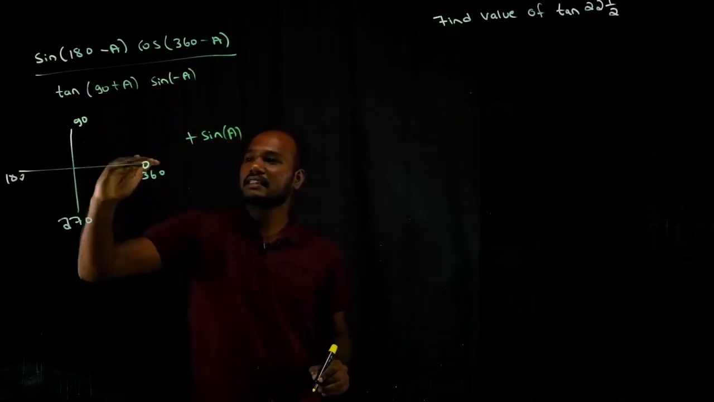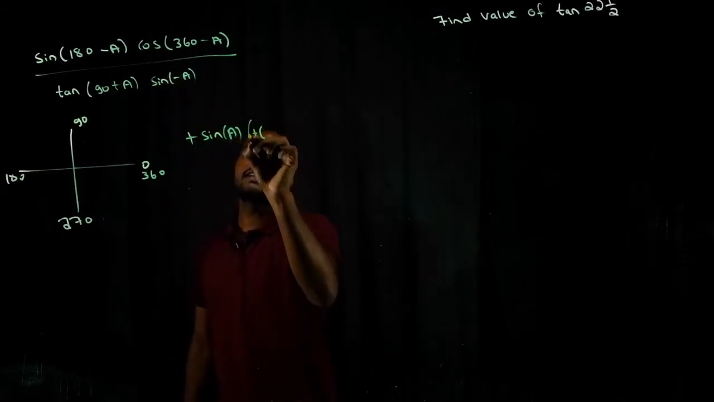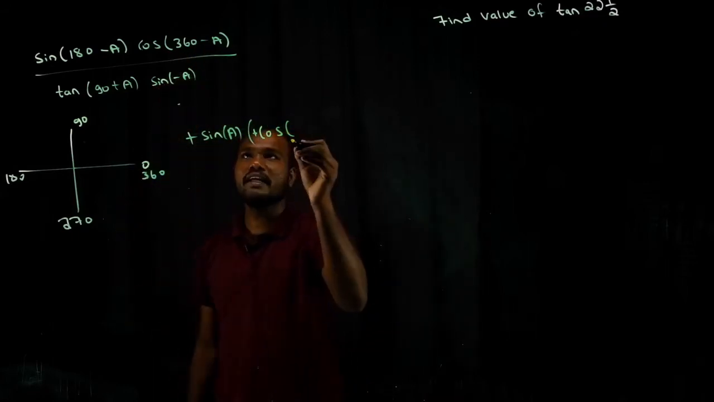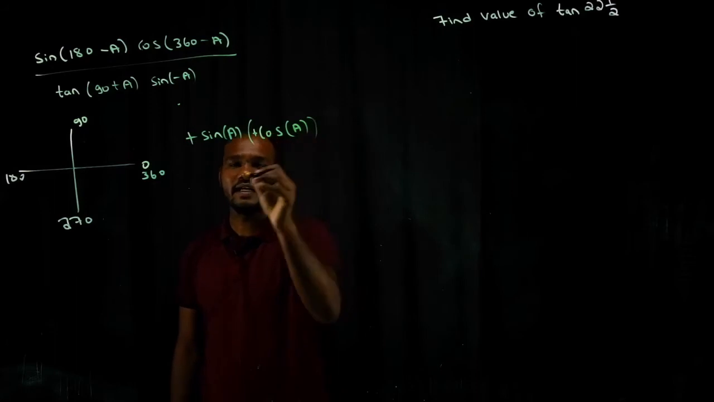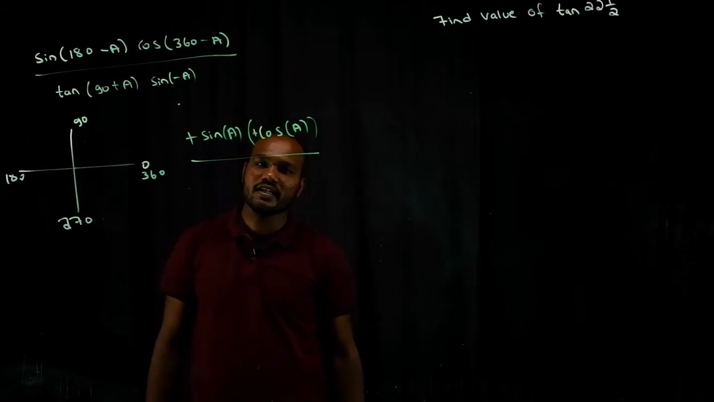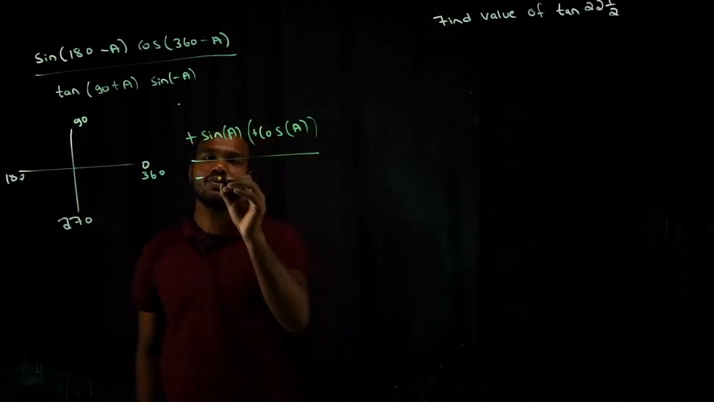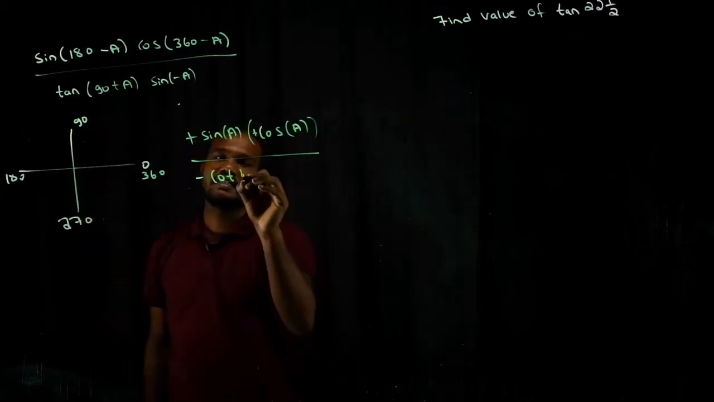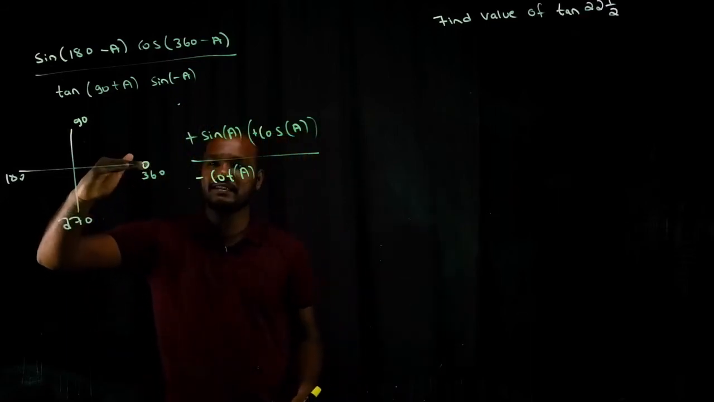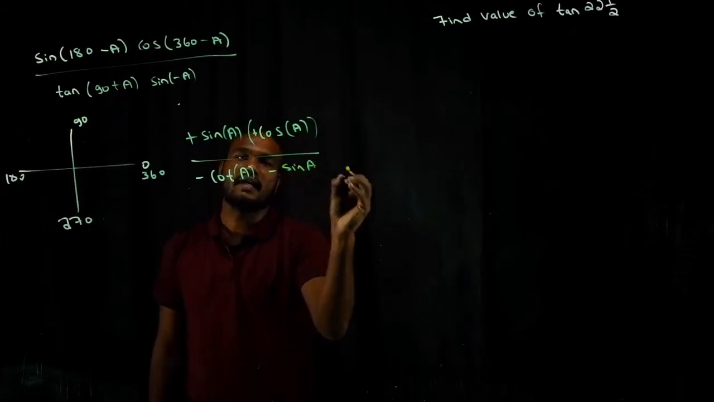Cos of 360 minus A, which quadrant is that? That's the fourth quadrant, where cos will be positive. So I'll take this as positive. Cos 360, so cos will remain cos and A we have to take as it is. In the denominator, tan of 90 plus A, that is the second quadrant. In second quadrant, minus. 90 degree is a complementary angle. Tan will convert into cot. There is an A, so let's take A. Sine of minus A, minus is the fourth quadrant. In fourth quadrant, sine is negative. I have to take minus sine A.